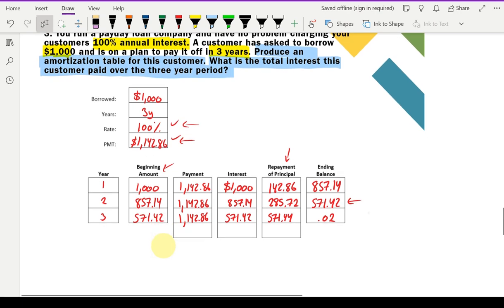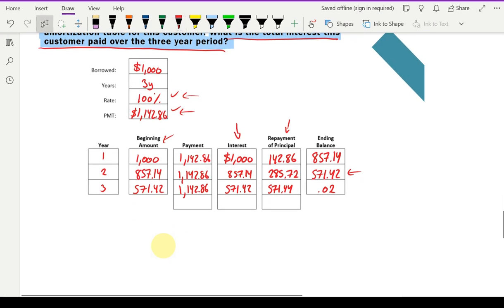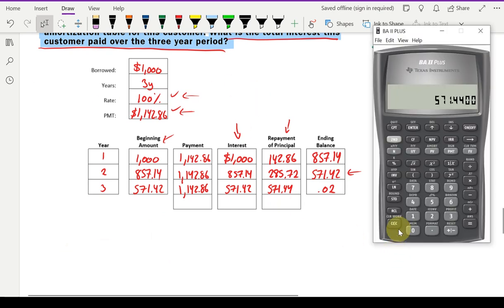All right, but we're not done because what is the question? It says, what is the total interest this customer paid over the 3-year period? So here is the interest. We need to add these 3 up. That'll give us the total interest paid. So let's do that.